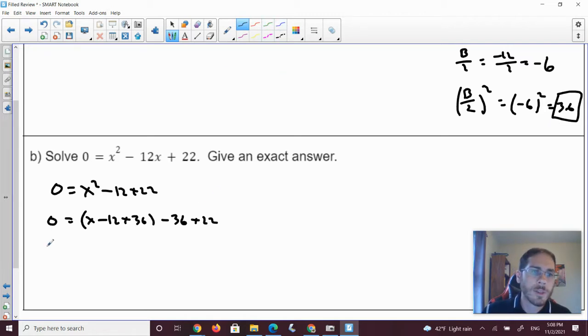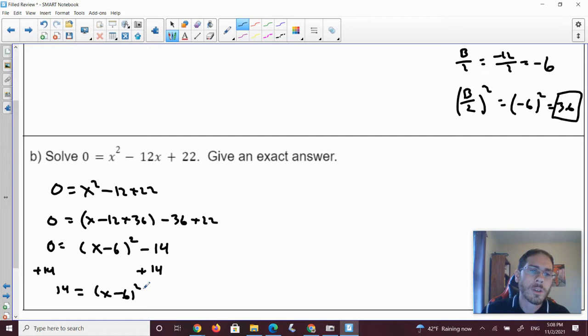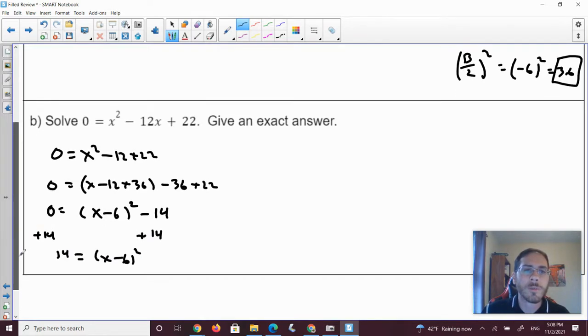The reason we do that is because this is going to become x minus 6 squared. Remember, minus 6 over here for our b over 2, going inside the parentheses. Negative 36 plus 22, that's 14 as a negative. So we get minus 14. I want to add 14 to both sides. And so, again, this is just a process. So you're doing the same process every single time with this, which is why completing the square is nice.